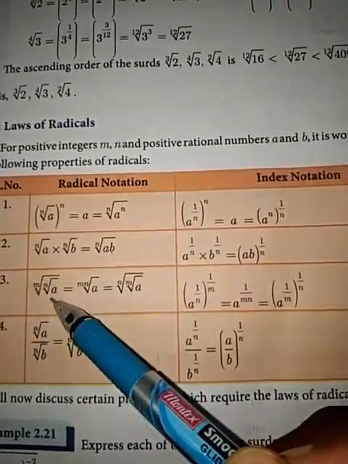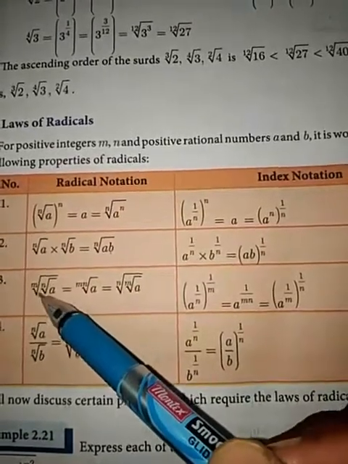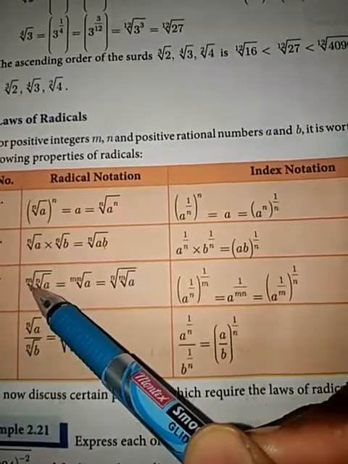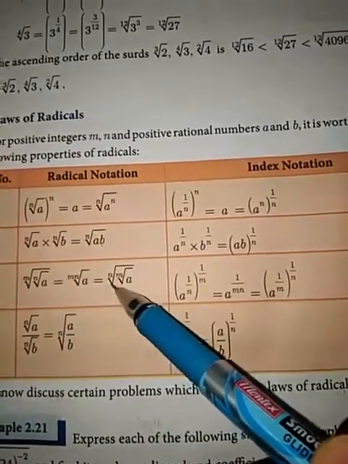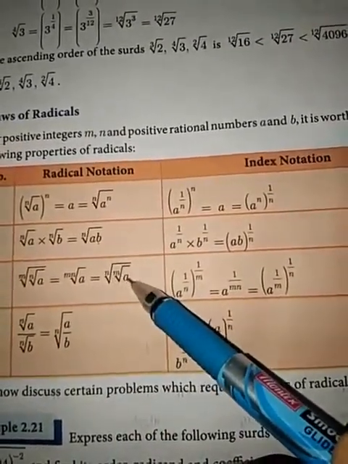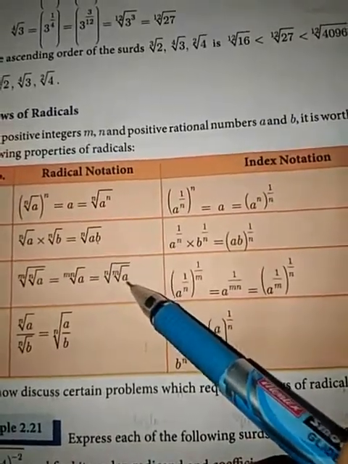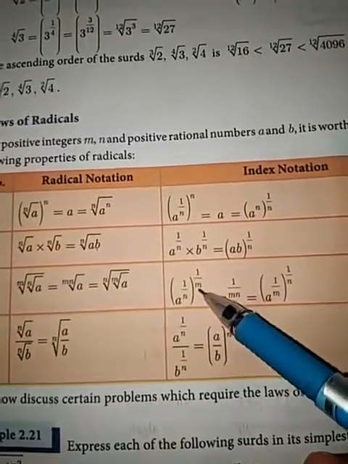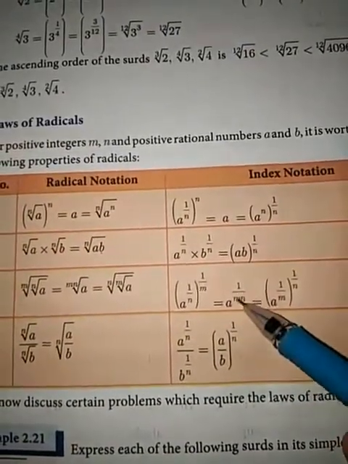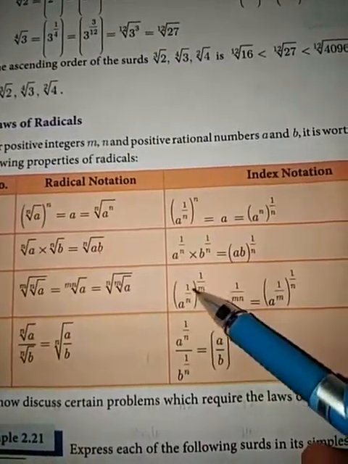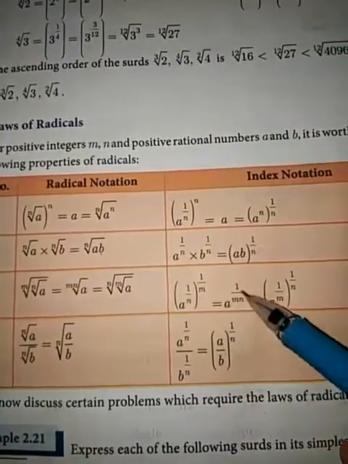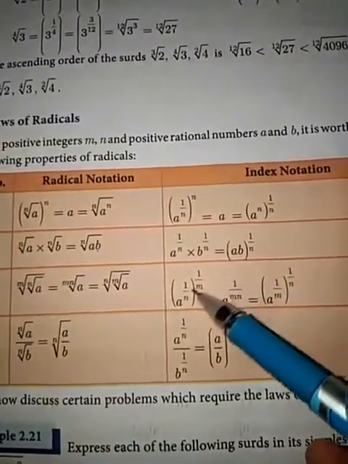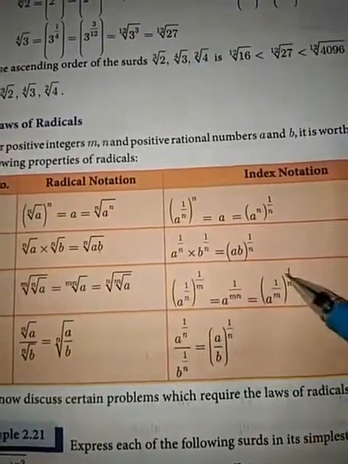Next, mth root of nth root of a. This we can write as m into n, the root taken outside: m n th root of a. Otherwise, we can write nth root of mth root of a. In index notation, a power 1 by n whole to the power 1 by m. We multiply the powers, 1 into 1, n into m, so 1 by mn. Otherwise, both are interchanged: a power 1 by m into 1 by n.